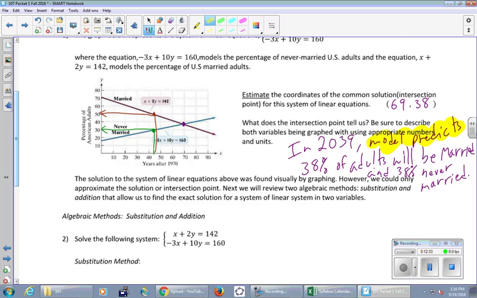Questions on that? So the model indicates or suggests. The model indicates, the model suggests. Yep, all good. Lots of different ways to say it, but just make sure that you are not suggesting that we know with certainty this is what's going to happen.